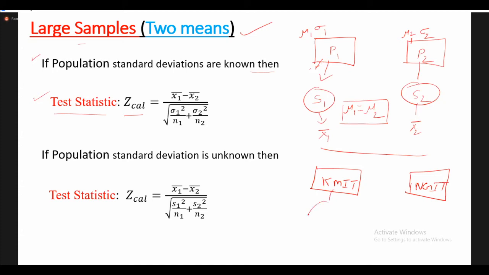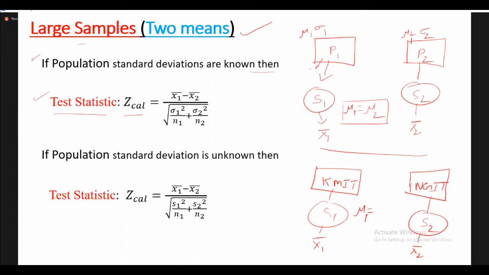Here for that, I took one random sample, and here also I took one random sample. By using this random sample data, I got the mean height of the students in KMIT, that is mu1 is equal to something. And from NGIT, I took one random sample. From the random sample data, I got one mean.